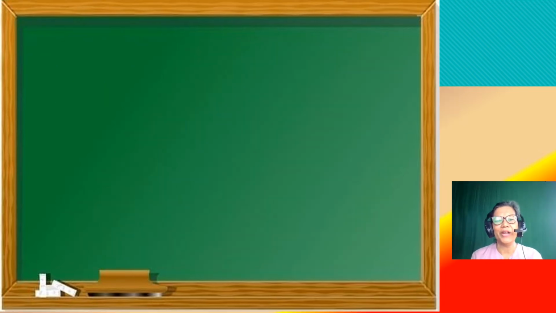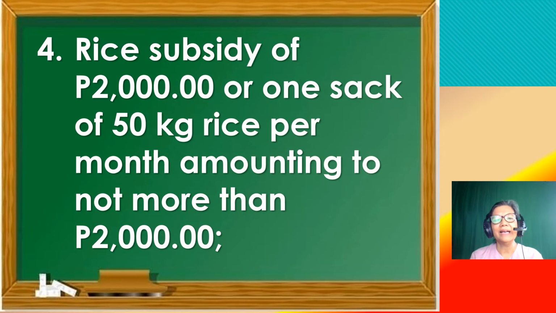Our number 4 is rice subsidy of 2,000 pesos or 1 sack of 50 kilogram rice per month, amounting to not more than 2,000 pesos. Now, how much is for 1 year? Again, how much? Yes, that's correct. 24,000 pesos is rice subsidy for 1 year.